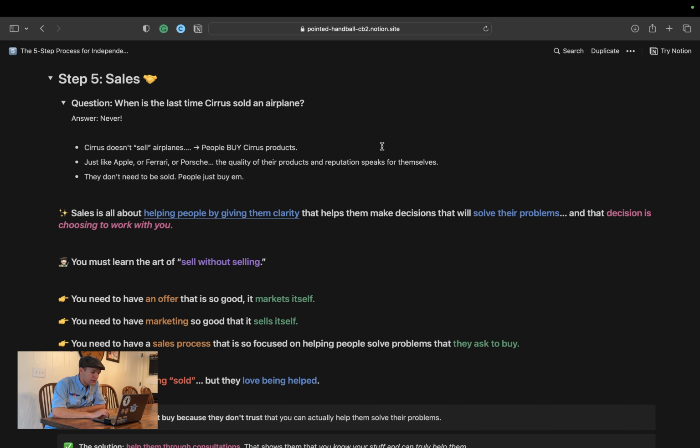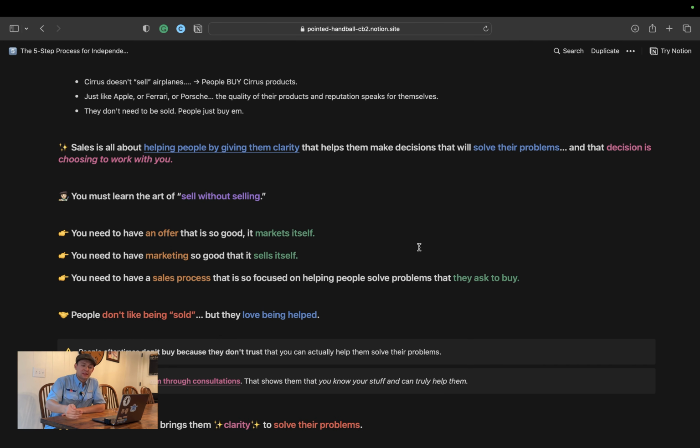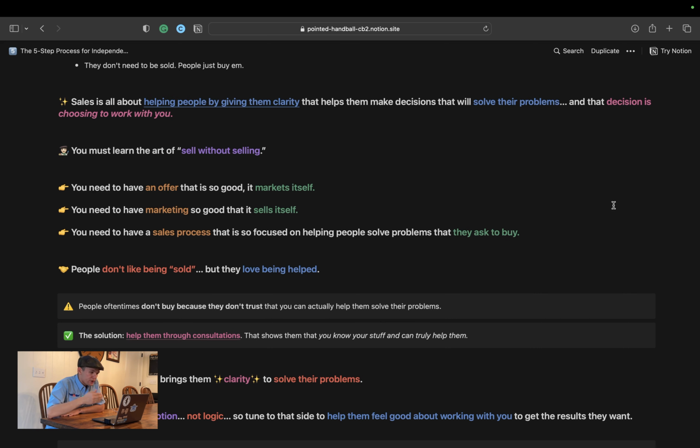Sales is all about giving people clarity by helping them make decisions that will solve their problems. You being the flight instructor, the decision you're helping them with is the decision of choosing to work with you. You must learn the art of sell without selling. You need to have an offer that is so good that it markets itself. You need to have marketing that is so good that it sells itself. And you need to have a sales process that is so focused on helping people solve problems that they ask to buy.